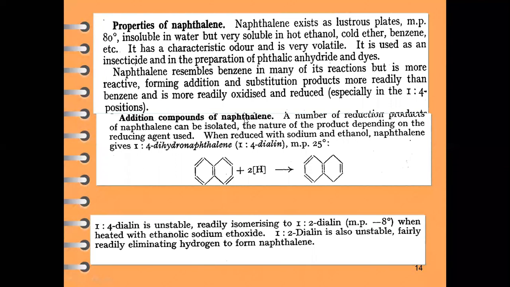Addition compounds of naphthalene. This will be the first reaction of naphthalene. What happens when naphthalene undergoes an addition reaction? A number of reduction products of naphthalene can be isolated. The nature of the product depends upon the reducing agent. So when we add hydrogen to the structure of naphthalene, a number of compounds will be produced. When naphthalene is reduced with sodium and ethanol, we use sodium metal and ethanol as a solvent.